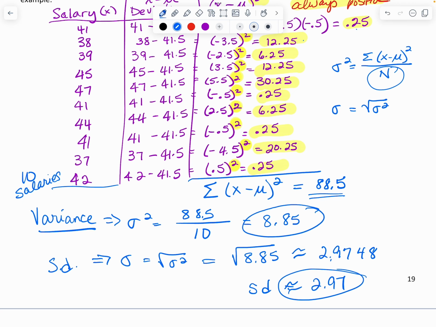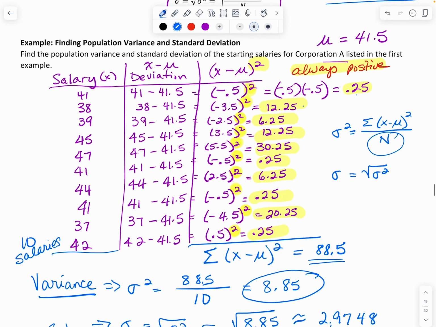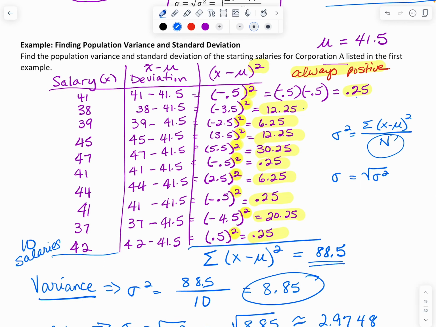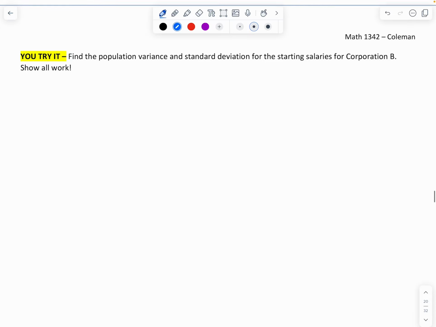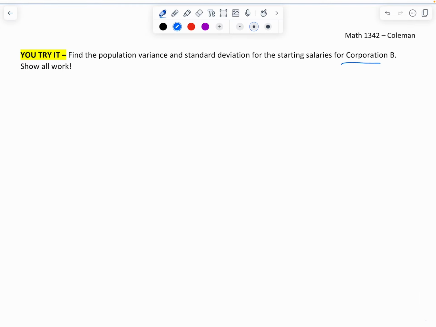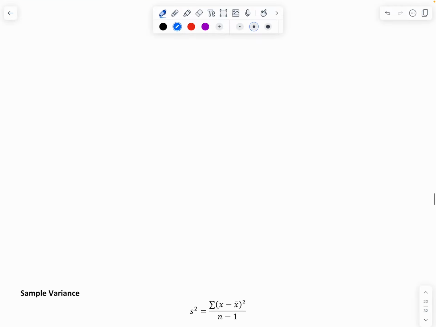So here's my variance, and here's my standard deviation. It's not hard, it's just a lot of math to do, so you just have to take it a step at a time. All right? So I want you to try it for the salaries for Corporation B, so we can see how much they deviate, how far they deviate, the deviation.